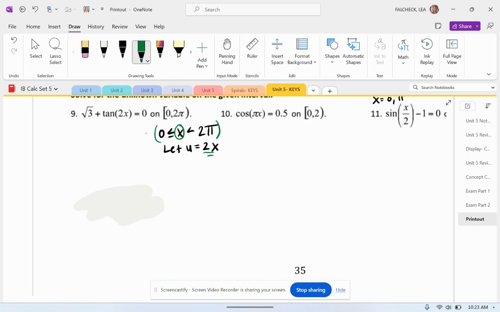In order to do that, I'm going to have to multiply each piece in the interval by 2. So now I have 0 is less than or equal to 2x is less than 4 pi.